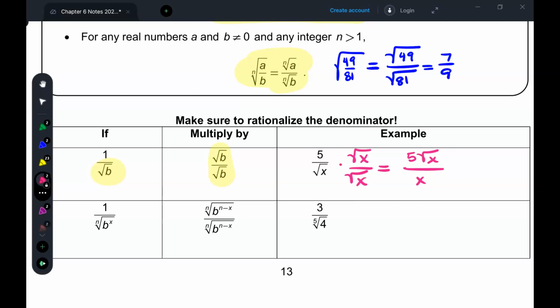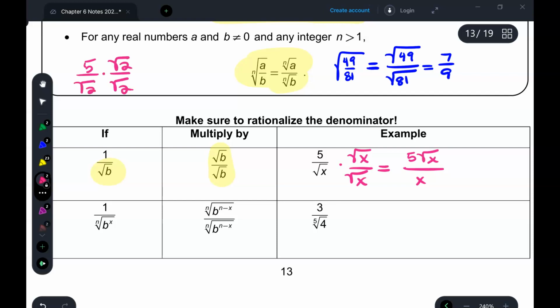Like if we had 5 over square root of 2, we would have 5 root 2 over 2. Remember, whole numbers, we don't combine those with the radicals. If this was square root of 5, then we would multiply square root of 5 times square root of 2 to make that square root of 10, but otherwise we keep them separate.